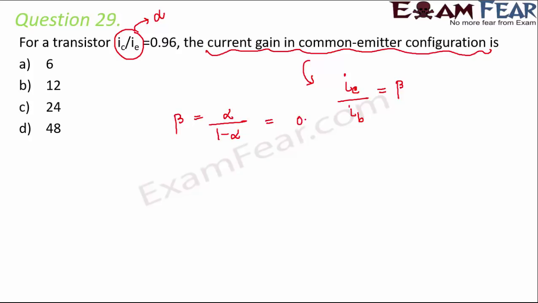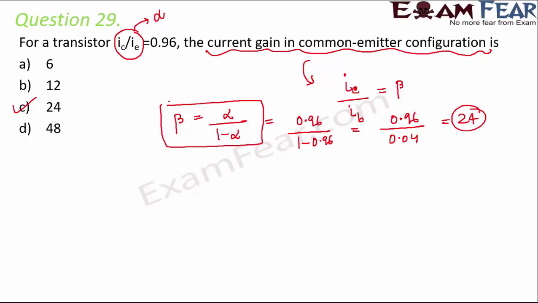If you put the value, it is 0.96 divided by 1 minus 0.96. This comes out to be 0.96 divided by 0.04, which is equal to 24. So the correct option is C. Now, a lot of you might wonder how I directly wrote this expression. Well, this is an expression which you are supposed to remember, because in your competitive exams, if you remember the expressions, it becomes easy. You do not need to derive it completely.